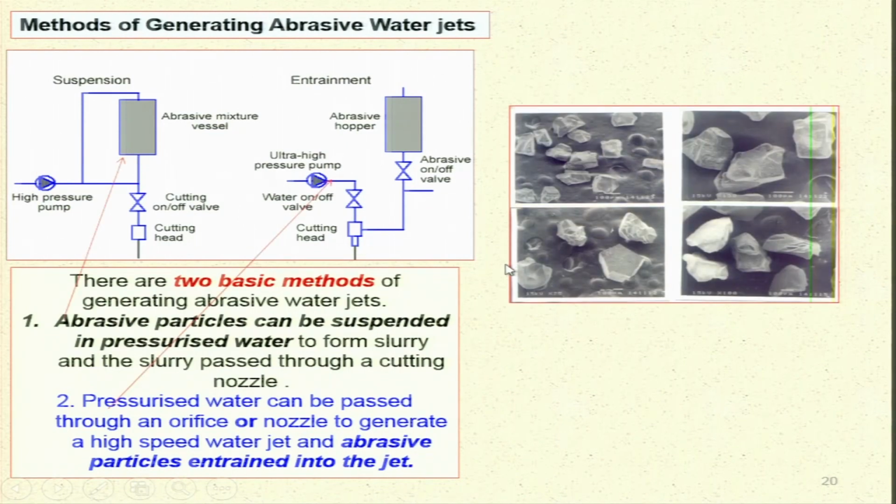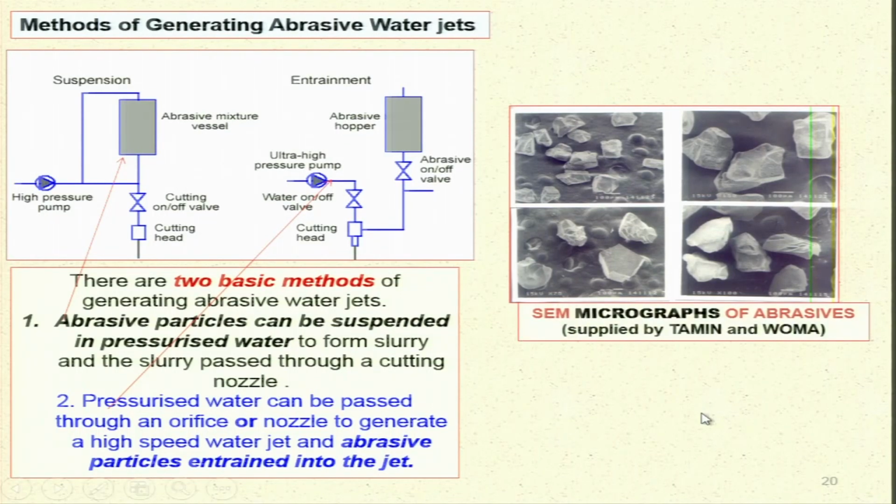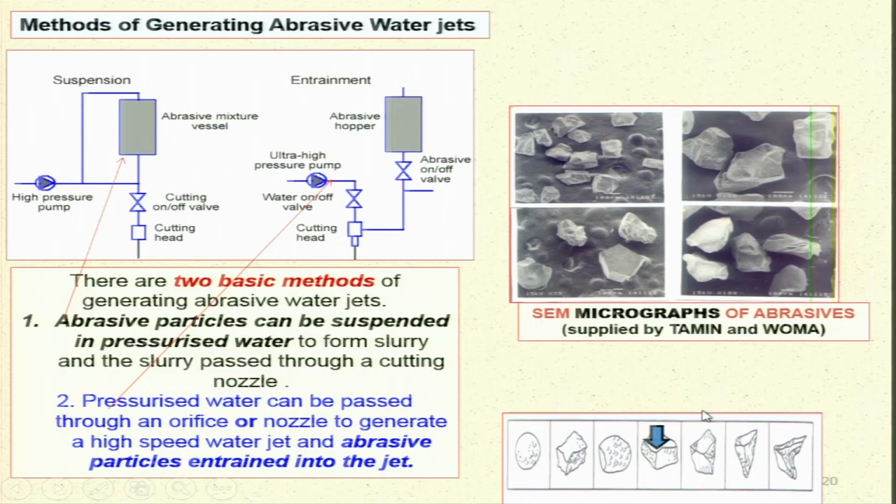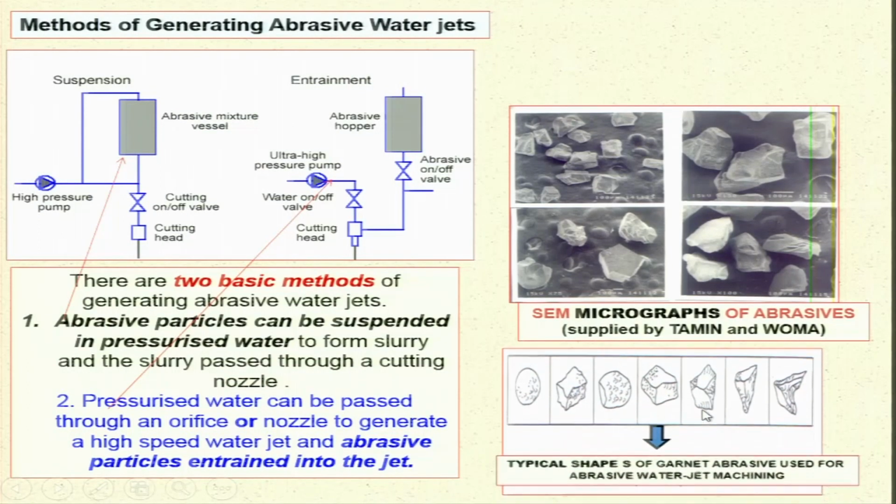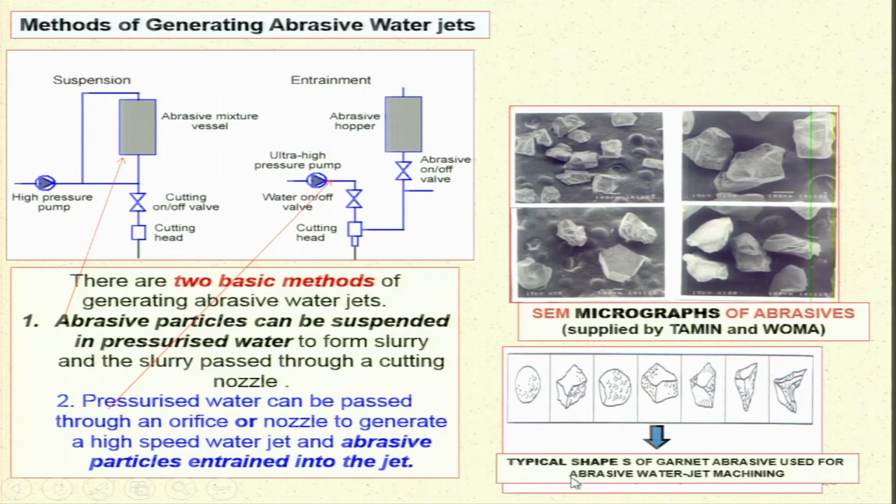So you can see here are the different shapes and sizes of the abrasive particles. All of them are micron dimensions or nano dimensions in certain cases. SEM micrographs of abrasive particles. Now these are the different shapes that you can have of abrasive particles. Typical shapes of garnet abrasives used for abrasive water jet machining.